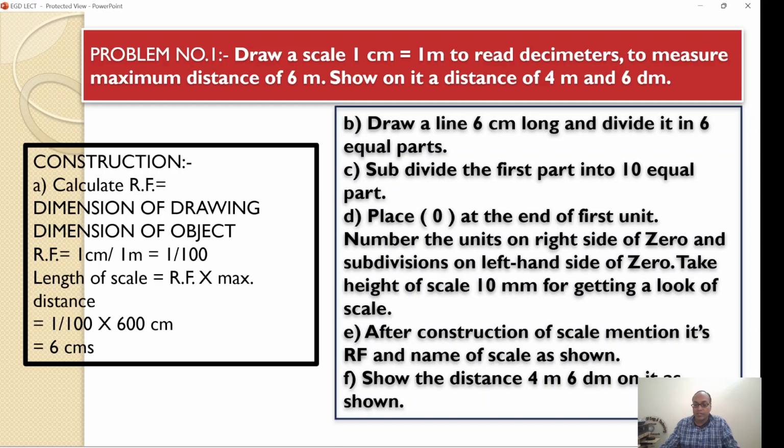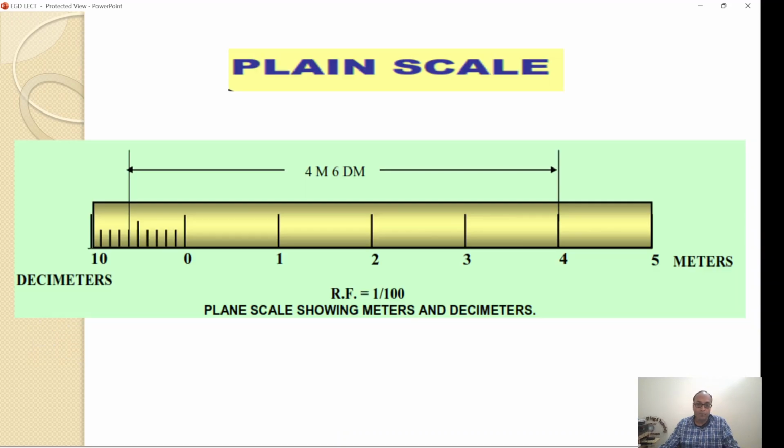So in the next slide we are going to see how the scale is formed. So this is the scale. We have divided this line, which is 6 centimeter long, into 6 equal parts. We have to start 0 from this end. So this is 0, 1, 2, 3, 4 and 5. These 1, 2, 3, 4, 5 show meters. And as we have seen, the first part we have divided into 10 equal parts. So the meter is divided into 10 equal parts, and it becomes decimeter.